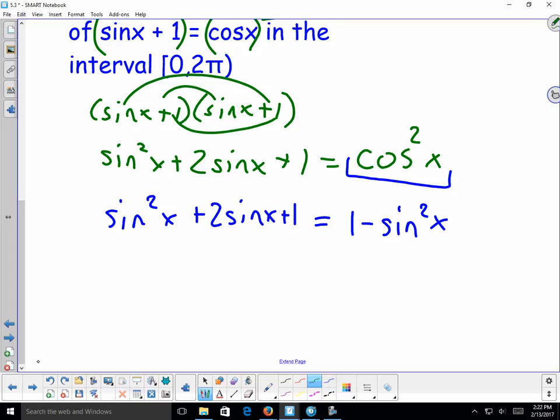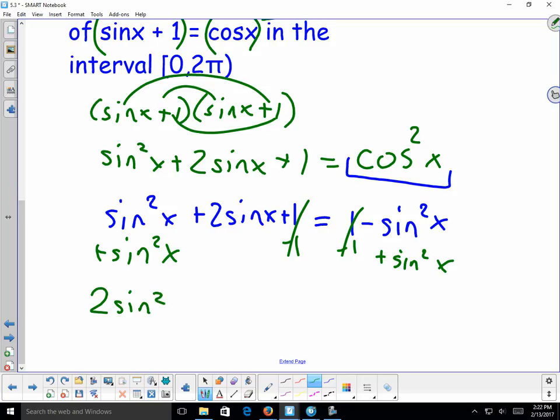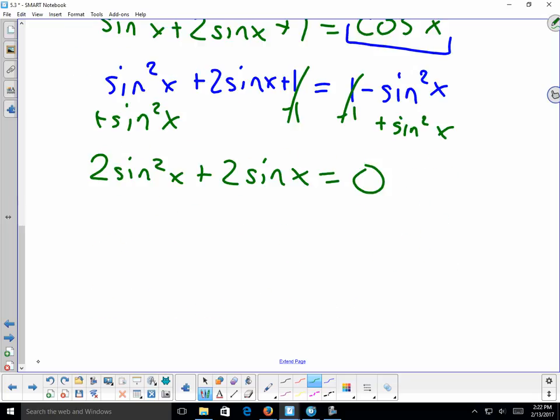So to solve this, I might subtract 1 from both sides. And then add sine squared x to both sides, so I can get 0. Do I get 2 sine squared x plus 2 sine x equals 0? Can you divide both sides by 2? Is that a thing? Yes, you could.